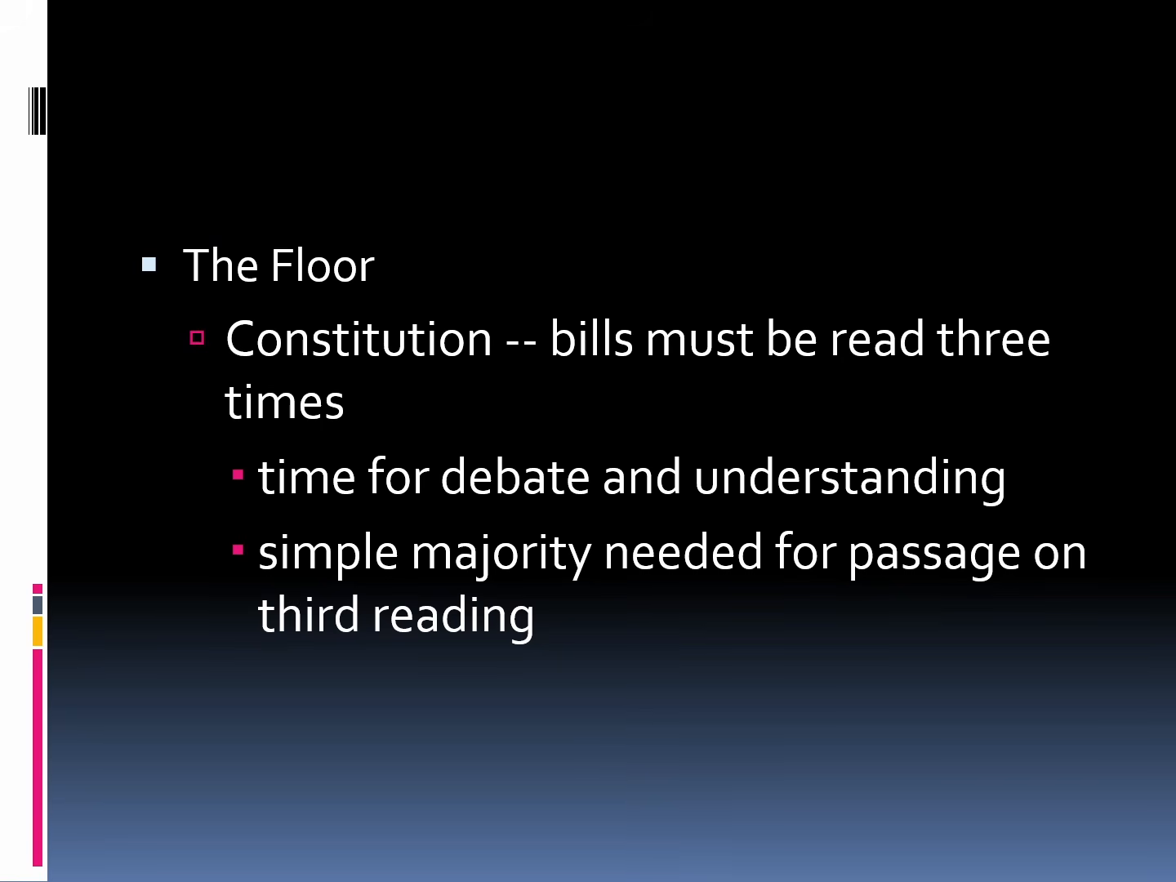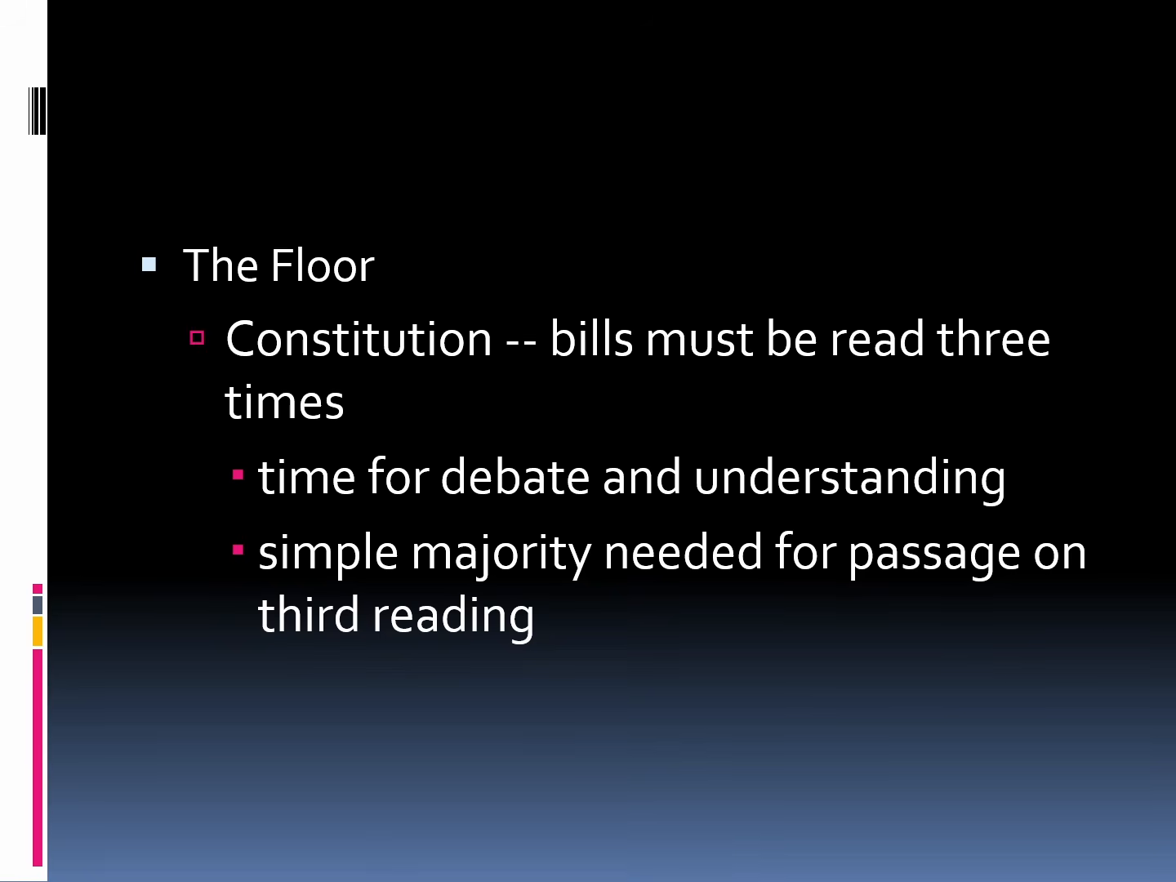Okay, so I keep talking about the floor and the floor and the floor. So let's talk about the floor then. The floor just means that this is where all of the rest of the legislators get to hear about what's going on with a particular bill, whether it be the one in the House of Representatives or the one in the Texas Senate, because they haven't seen the bill. It's only the committee that has seen the bill.